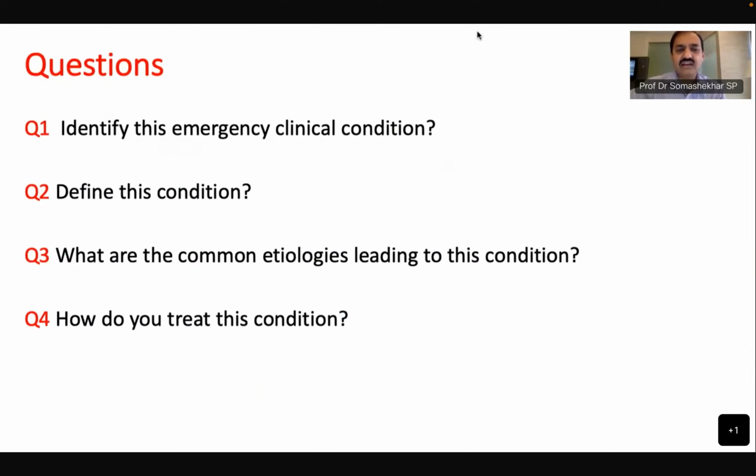Identify this emergency clinical condition. How do you define this? What is the most common etiology? How do you treat this?